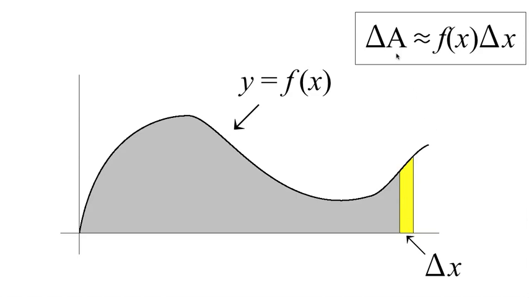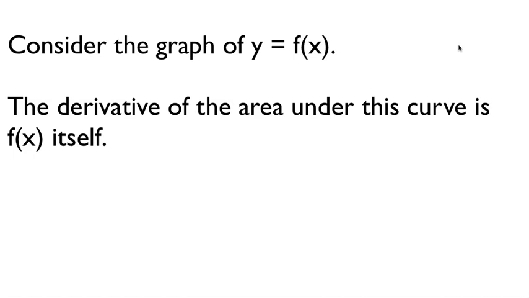So if we're comparing the area to the change in x, delta A over delta x, we get f of x. Take the limit as delta x goes to 0. The derivative of the area is, in fact, the function itself. That's pretty remarkable. Considering the graph of y equals f of x, the derivative of the area under this curve is f of x itself.